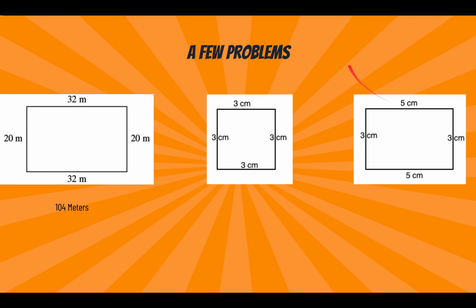For the first one, it's 104 meters. 32 plus 20 is 52 times 2. And also, if you didn't use the word meters or the letter M in your answer, I'm sorry, but that's wrong. If you don't have your units in the answer, the teachers won't give you full credit for it. You'll get it wrong.